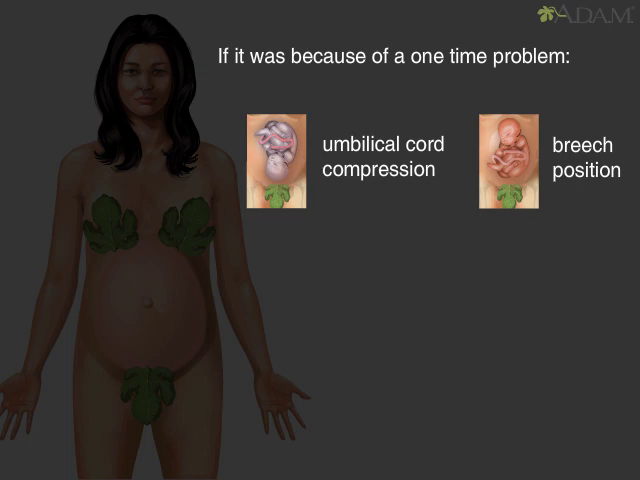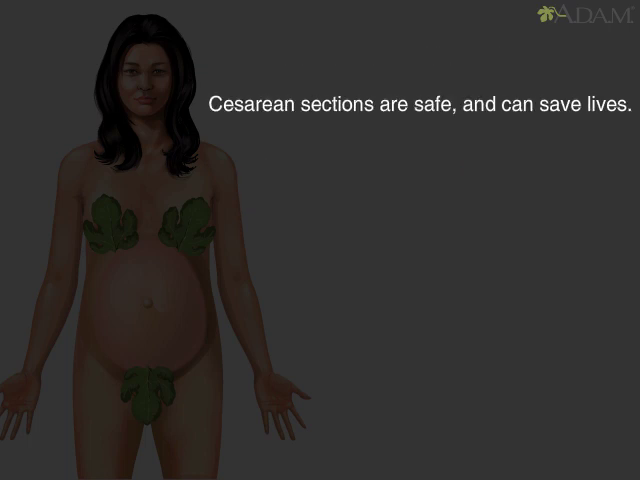Therefore, as long as the mother has had one or two previous cesarean deliveries with a low transverse uterine incision, and there are no other indications for a cesarean, she is a candidate for vaginal birth after cesarean, also called VBAC. Cesarean sections are safe and can even save the lives of both mother and baby during emergency deliveries.